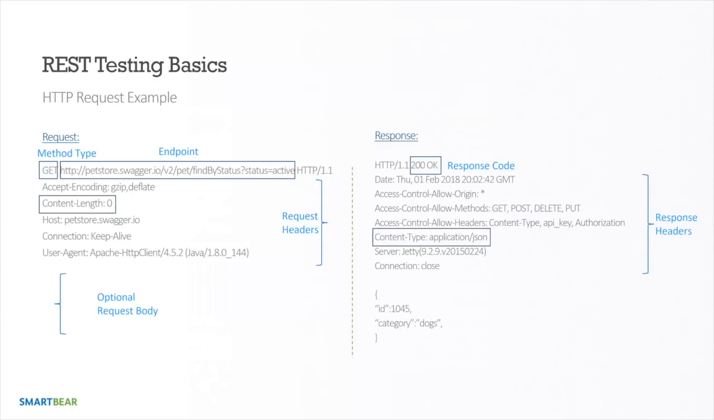Content type, this is whether we're going to be looking at JSON or XML. And again, this is a point of specificity when we're requesting that data. Our actual response body, this is the end game that we're looking for. And this is what we'll be creating many of our assertions against in the SoapUI Pro tool. So here we have an ID 1045, and a category under that is dogs.